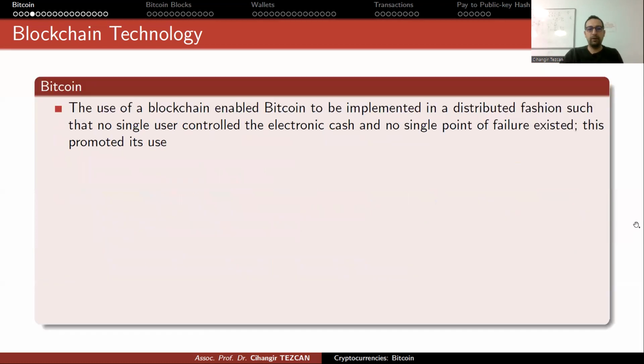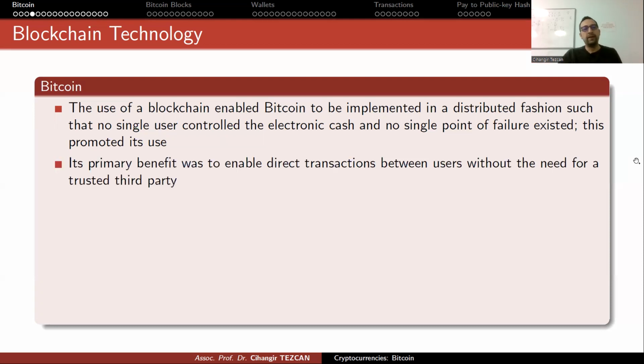Okay. The use of blockchain enabled Bitcoin to be implemented in a distributed fashion such that no single user controlled electronic cash and no single point of failure exists. This promoted its use. So this is one of the technologies Bitcoin uses. In other words, the distributed method of implementation allows us to use this kind of system. Otherwise, we would have a single point of failure. Its primary benefit was to enable direct transactions between users without the need for a trusted third party.